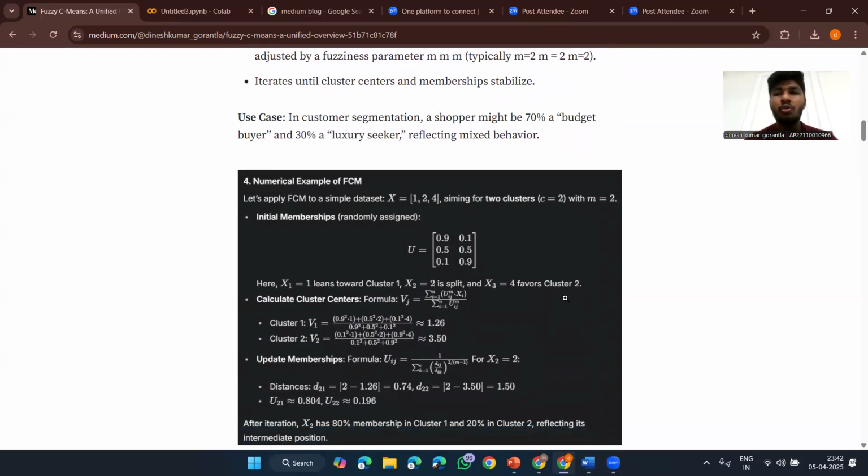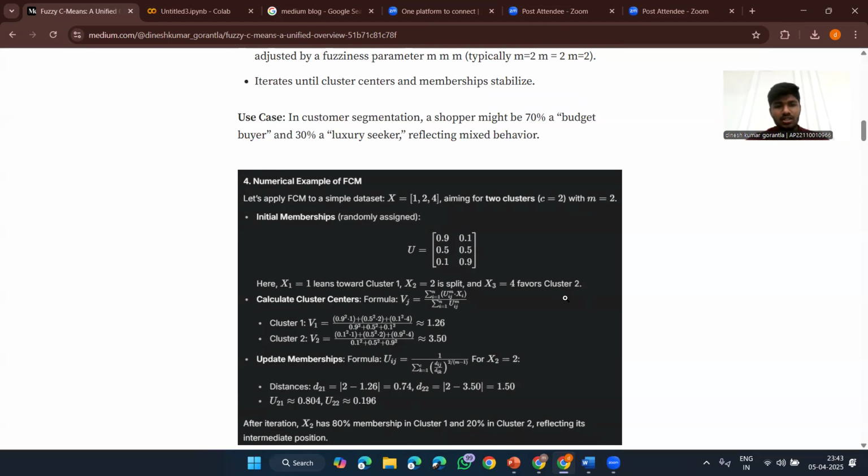Let's apply FCM to a simple data set. X is equal to 1, 2, 3, aiming for two clusters, C is equal to 2, with m is equal to 2. Initial memberships randomly assigned: U is equal to 0.9, 0.1, 0.5, 0.5, 0.1, and 0.9. Here x is equal to 1 leans towards cluster 1, x is equal to 2 is split, and x is equal to 3 favors cluster 2.